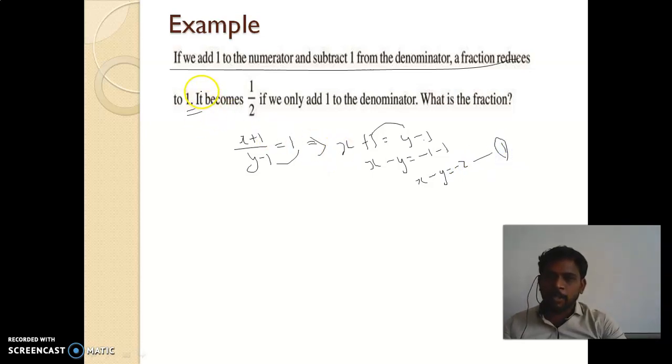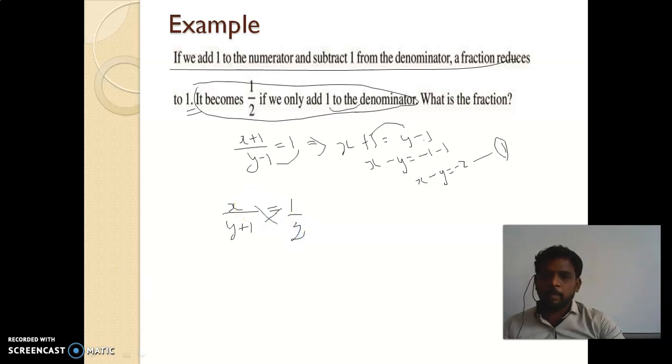And the second information: it becomes 1 by 2 when we add 1 only to the denominator. So the numerator stays as x, and we add 1 to the denominator, which is already y, so it becomes 1 by 2, as given here. So that is according to the second information.